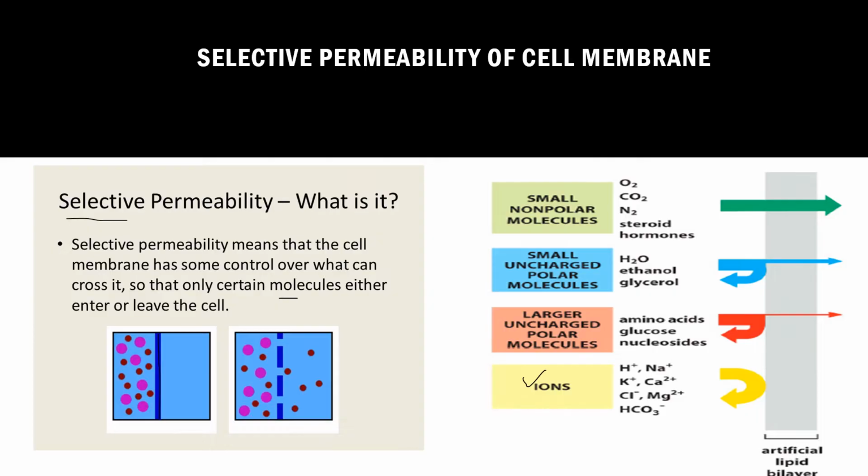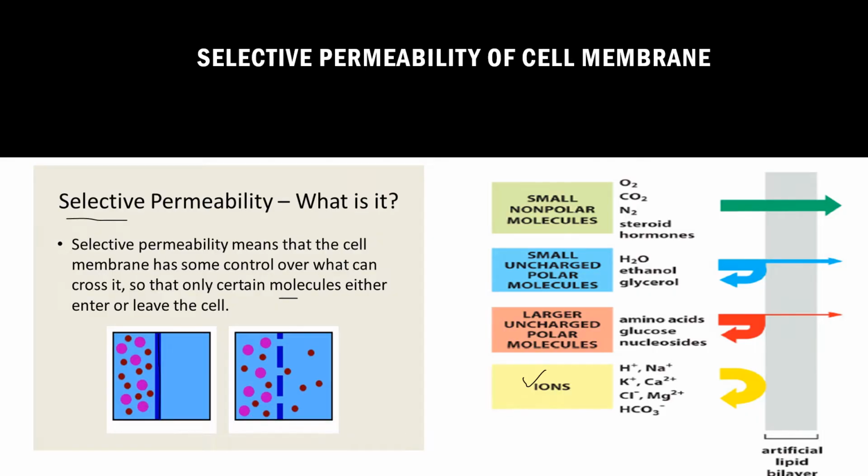For example, if we look at this picture on the right hand side, you can see the small non-polar molecules like oxygen, carbon dioxide, nitrogen, steroid hormones, they can pass very easily. All of them will face no hurdle or barrier. Second are the small uncharged polar molecules like water, ethanol, glycerol. Some of them will go, but most of them will be reflected back. Whereas larger uncharged polar molecules like amino acids, glucose and nucleosides, only a very small amount will enter. Most of it will be reflected back.